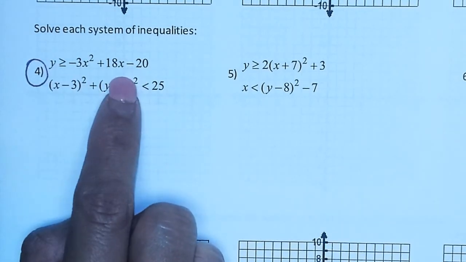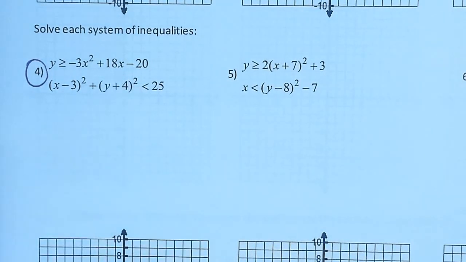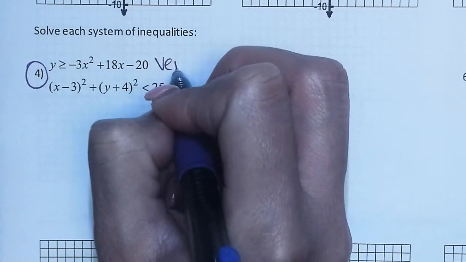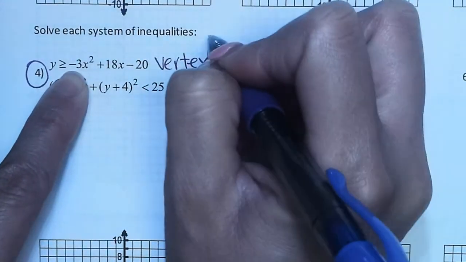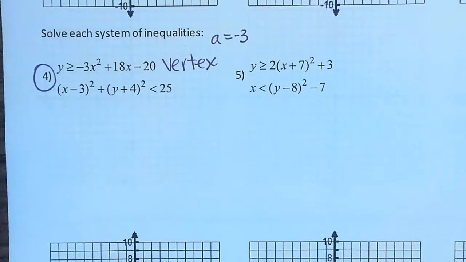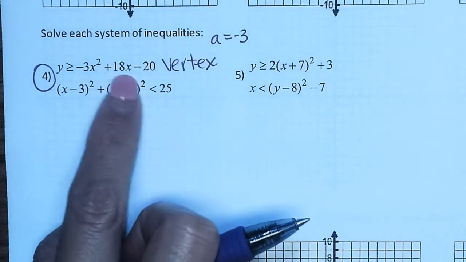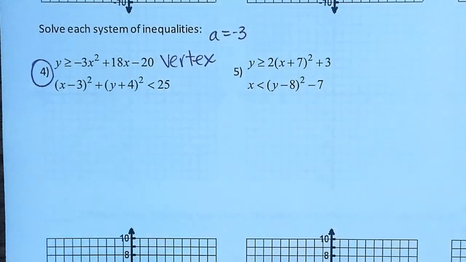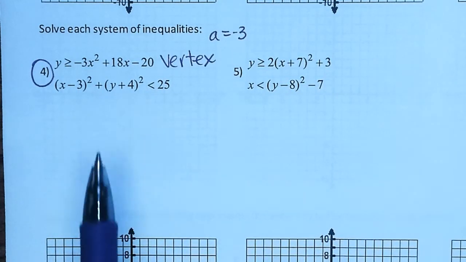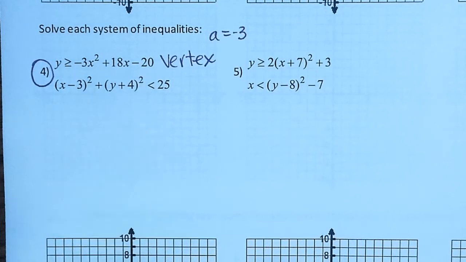In order for you to graph a parabola, you're going to need the vertex and the a value. So here we need to find out where is the vertex? And the a value is negative 3. I can already tell that. But first, let's find the vertex. There's different things that you can do to this parabola to find the vertex. If you want to, you can use h equals negative b over 2a. Or what I'm going to do is change this into vertex form by completing the square.